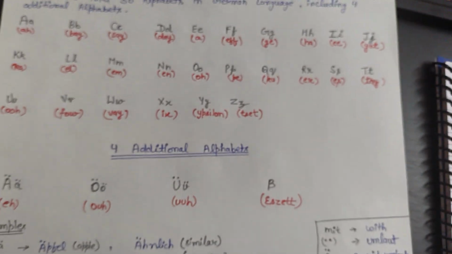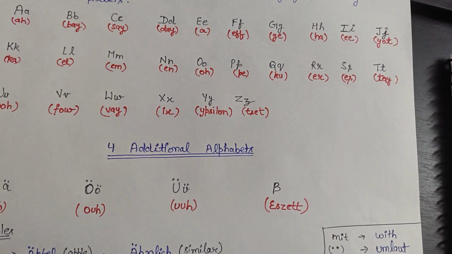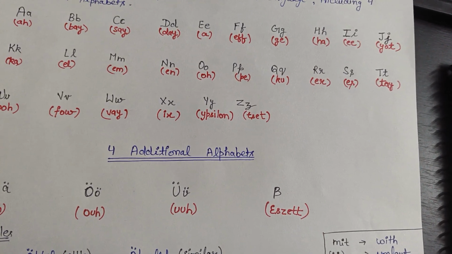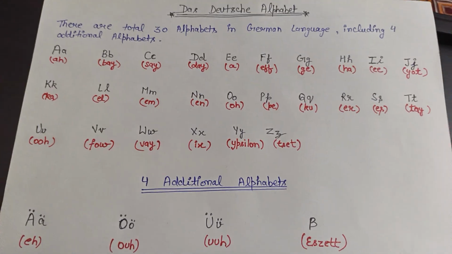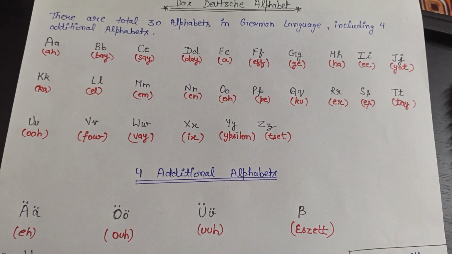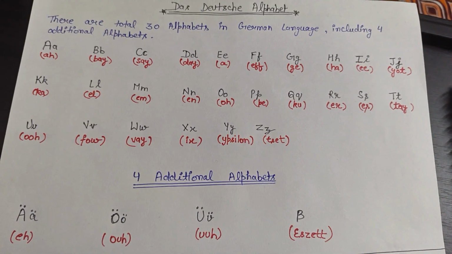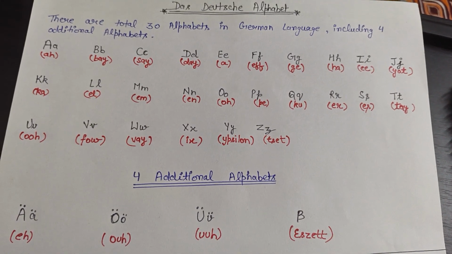So, great job! You have just learned the German alphabets and you are off to a fantastic start on your German language journey. Remember, practice makes perfect. So, keep repeating the letters, try using them in words, and don't be afraid to make mistakes.